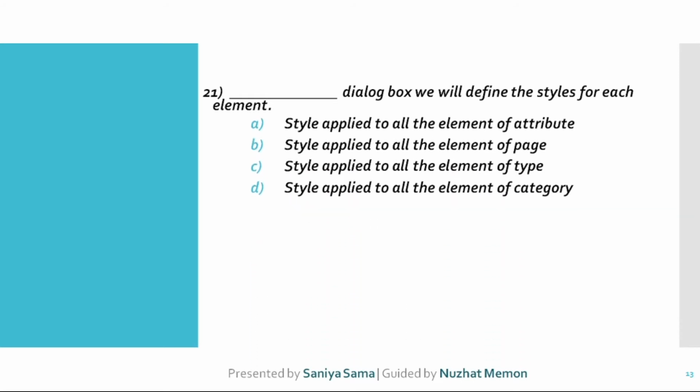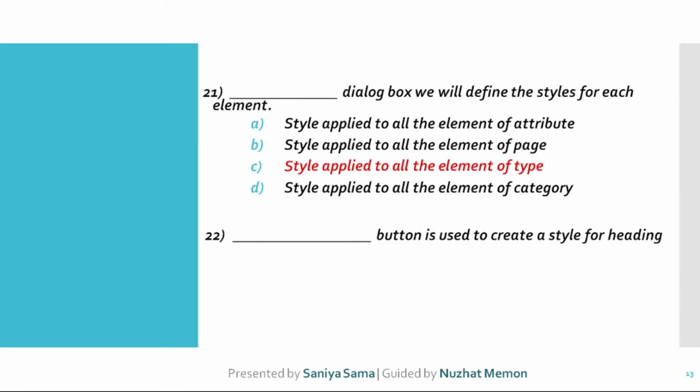Option A, style applied to all the element of attribute. Option B, style applied to all the element of page. Option C, style applied to all the element of type. Option D, style applied to all the element of category. The answer is style applied to all the element of type.